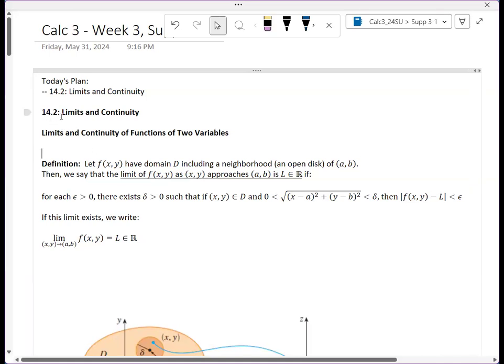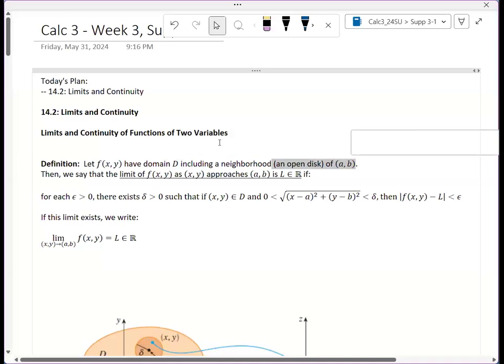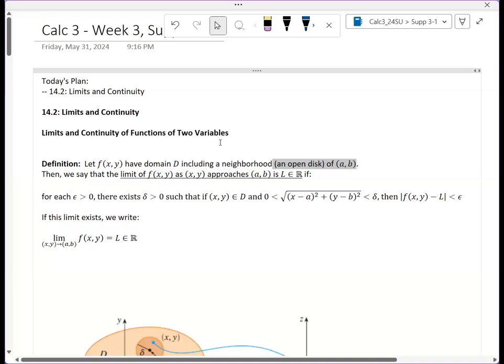Okay, so 14.2 on limits and continuity, and we're going to start with limits and continuity of functions of two variables. So two inputs, one output. Okay, so let's start with a definition. Let f of x,y have domain D, including a neighborhood, in other words, an open disk surrounding the point (a,b).